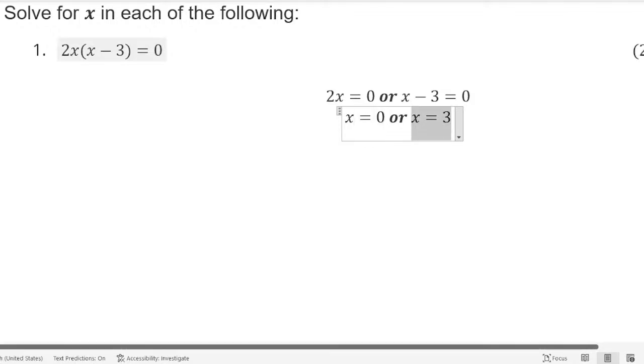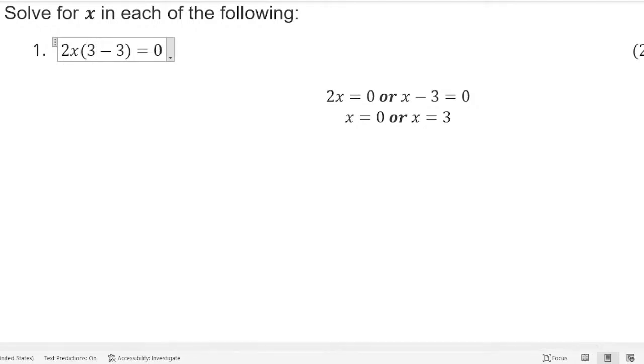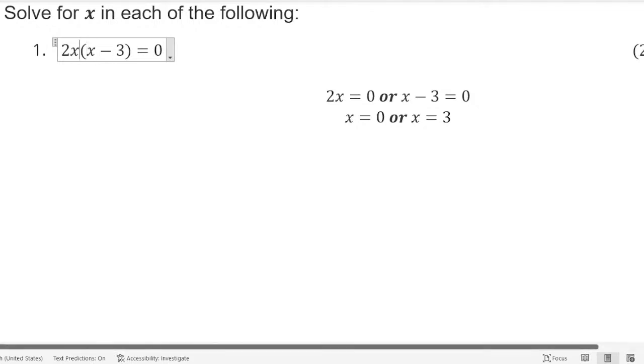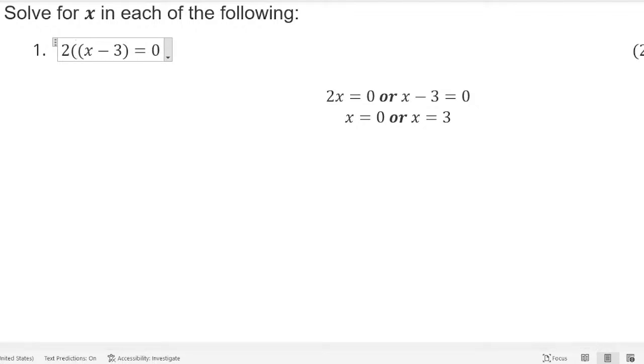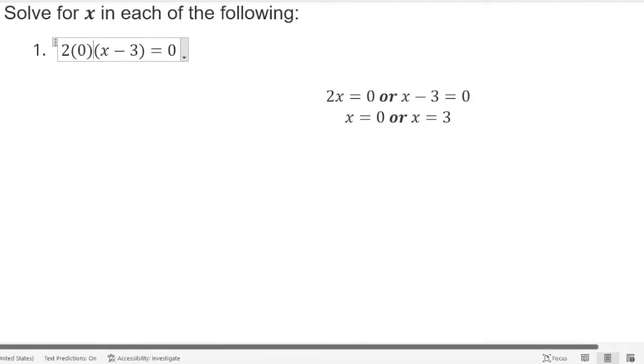So if we check it, if we replace x with 3 here, it's going to be 3 minus 3, which is 0. Then any number multiplied by 0 is equal to 0. Or if we put x as 0 here, it's going to be 2 times 0, which will be 0. Then 0 multiplied by this binomial will give us 0, because 0 is going to multiply each term that is inside the bracket. So these are two possible values of x.